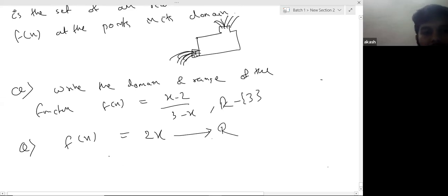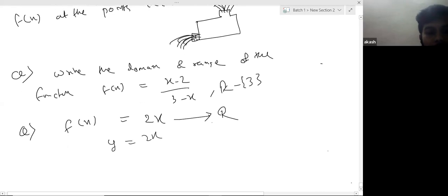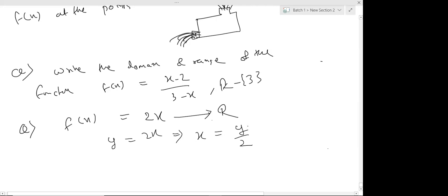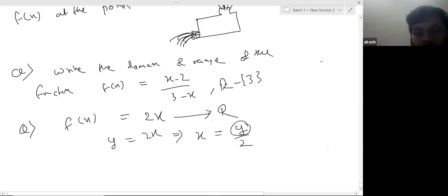So to find the range, write down y equals 2x, right? Here, find the value of x in terms of y. So this will be y upon 2, right? Now, whatever value you can put here in y is the range of this function. So we can put any value for y, right? Any real number. So the range will be the real numbers.